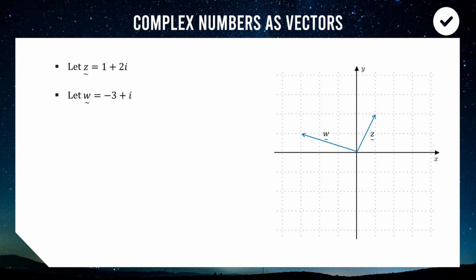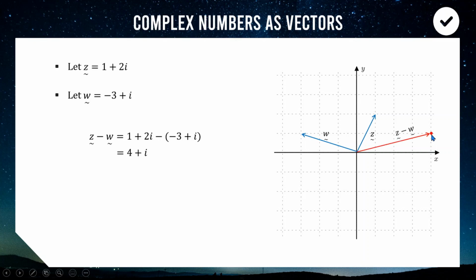Now let's look at what happens geometrically when we subtract the two vectors, which is a little bit trickier. So we're going to do z take away w, starting with z, subtracting w. So we'll have 1 plus 3 is 4, and we'll have 2 minus 1 is 1, so we have just positive 1i. The point 4 plus i is 4 across and 1 up, so it's just here.